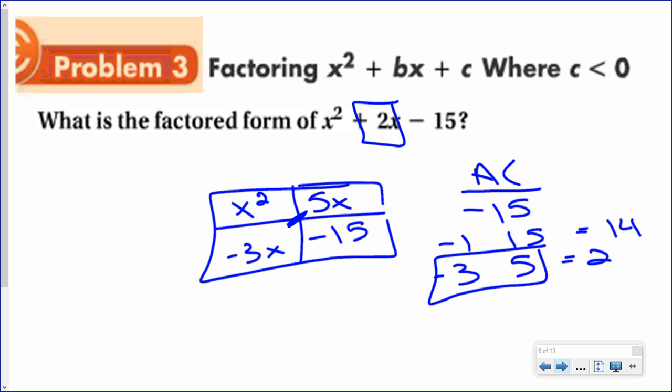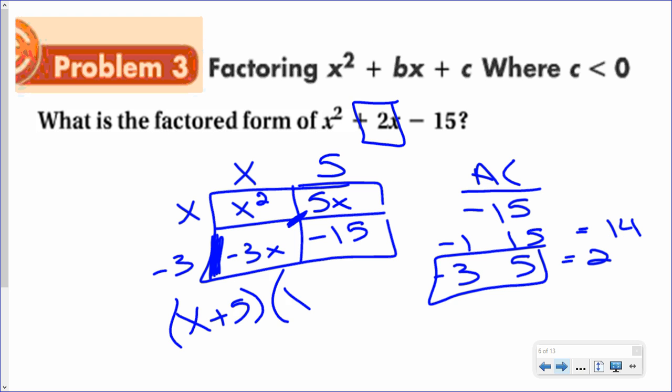From the top down, between x squared and minus 3x, you think to yourself, what can you divide out of both of them, and it's a 1x. Between 5 and 15, you could divide them both by 5. Between x squared and 5x, you could factor out an x. Between minus 3x and minus 15, remember, it'd be negative because the one closest to the side is negative, negative 3. So your answer, x plus 5 and x minus 3. There it is.